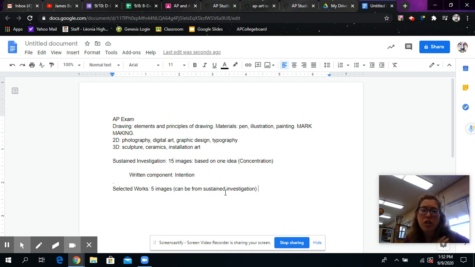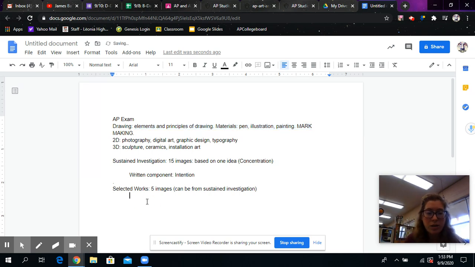But these selected works should really exemplify whatever portfolio you made. So if you are doing a drawing portfolio, you're probably not going to have a ceramic pinch pot in your selected works, right? Because that doesn't add anything to the idea of a drawing portfolio. And when they're looking at 4 drawings, they're looking for all of these things. It should be very, very present in your selected works.